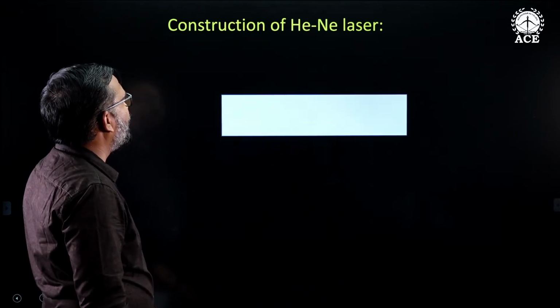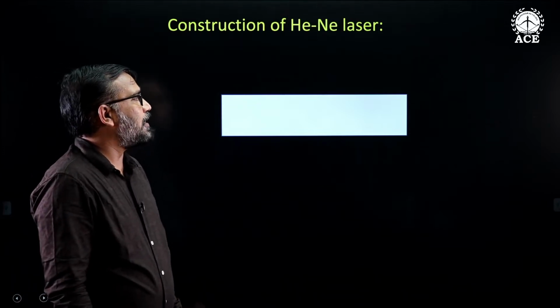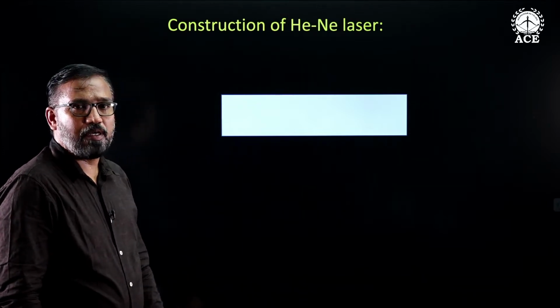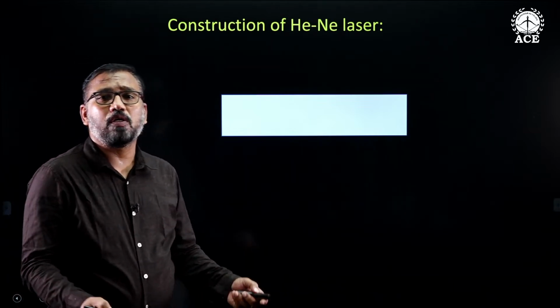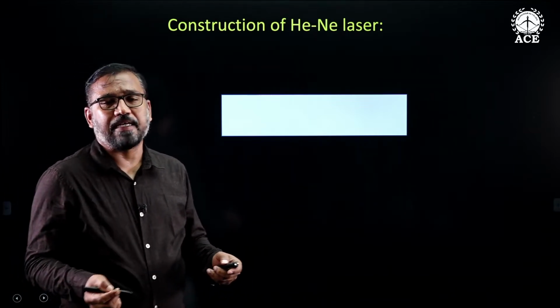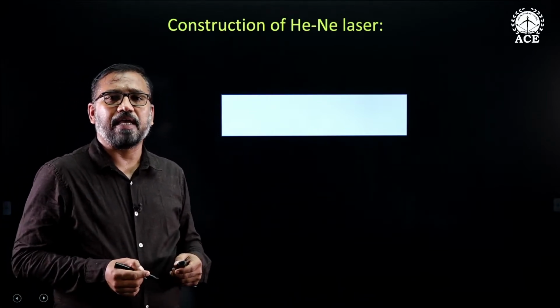So now construction. What is this? It is a glass tube. Why do we need this one? Because we have to enclose the mixture of gases, helium and neon gases.